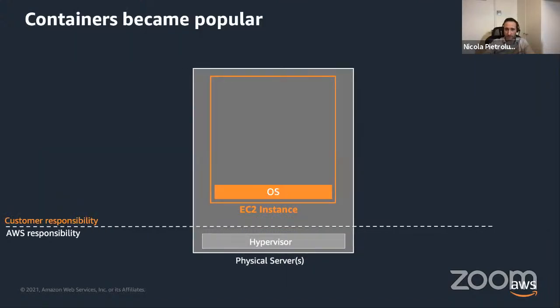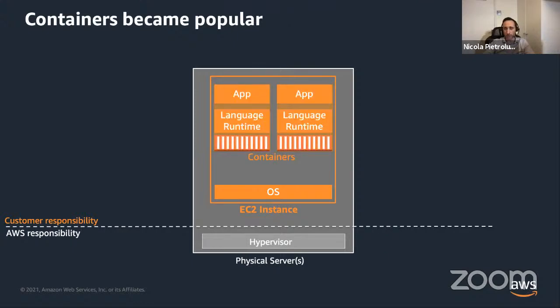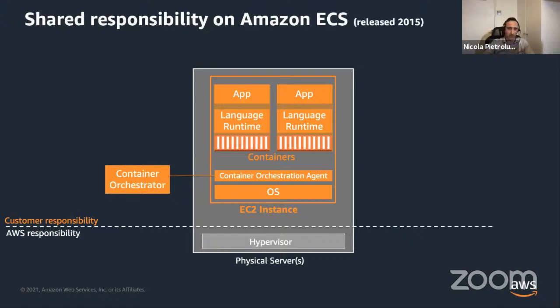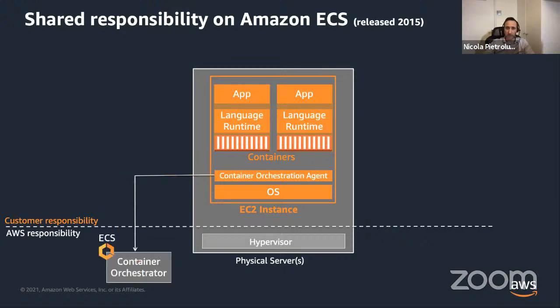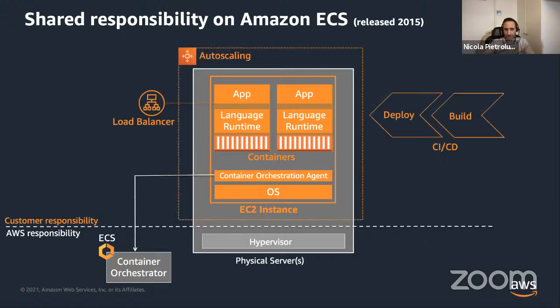Then containers became popular. You can see here an example of running containers on EC2 instances. You are responsible for configuring the operating system, the orchestration agent, and so on. So ECS, Elastic Container Service, came into play, moving the responsibility of running the container orchestrator to AWS. All the rest is still in the customer's domain.